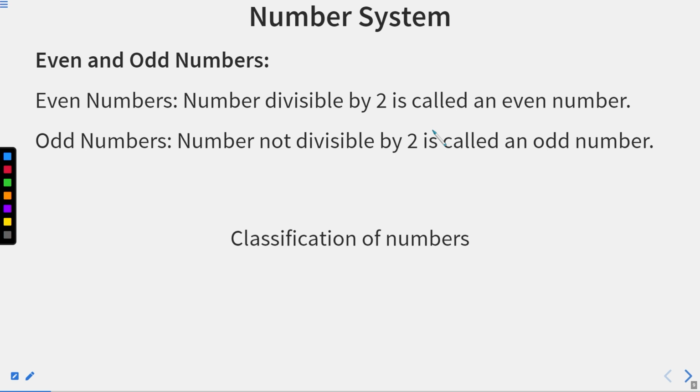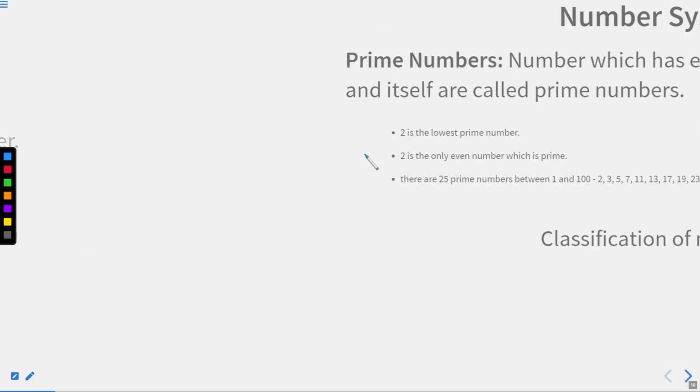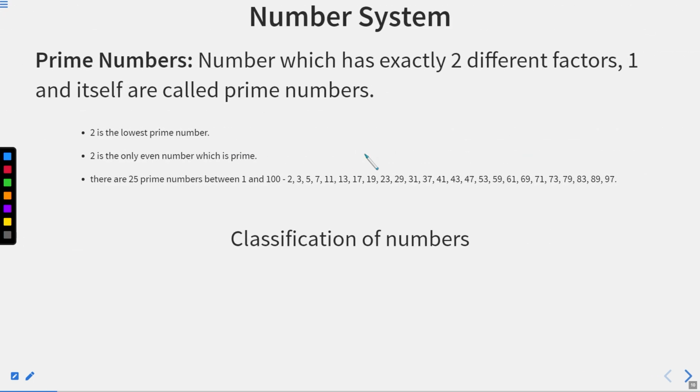So what are even numbers and odd numbers? A number that is divisible by 2 is an even number. A number that is not divisible by 2 is an odd number. That means if a number has 2 as a factor, for example 2, 4, 6, 8, 10, 12, these are all examples of even numbers. And if I talk about odd numbers, then you have 3, 5, 7, and so on. So what are prime numbers? Prime numbers are those which have exactly two different factors.